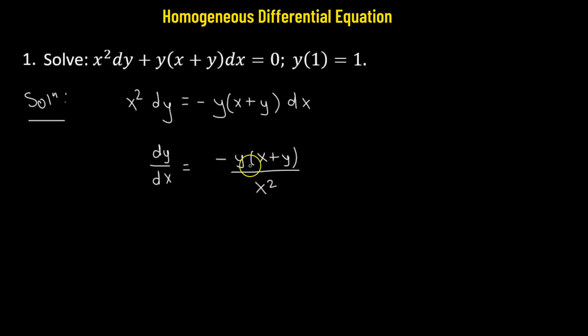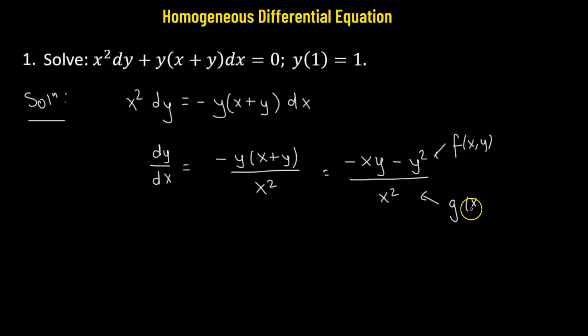Now both of them are homogeneous functions. If we look at the numerator, let's rewrite the numerator. So we have negative xy minus y squared divided by x squared. Both of them are homogeneous functions of degree 2. We can check that out if we consider this as f of x comma y and this as g of x comma y.